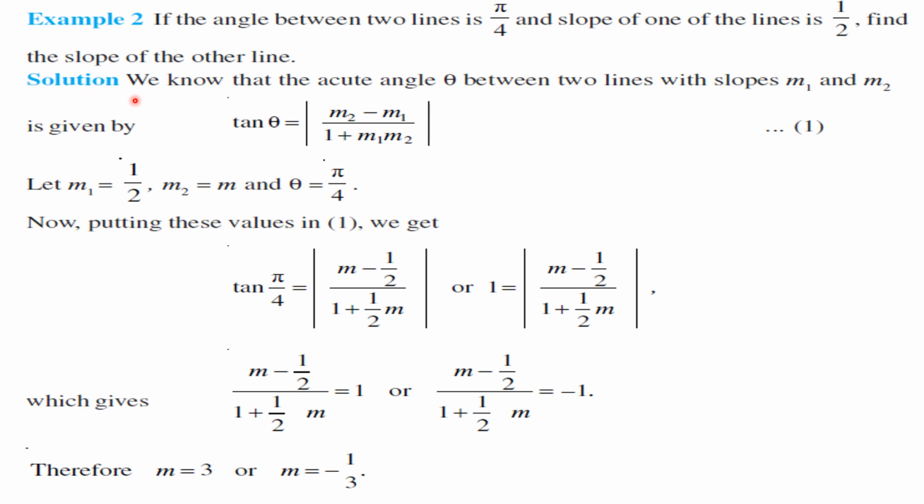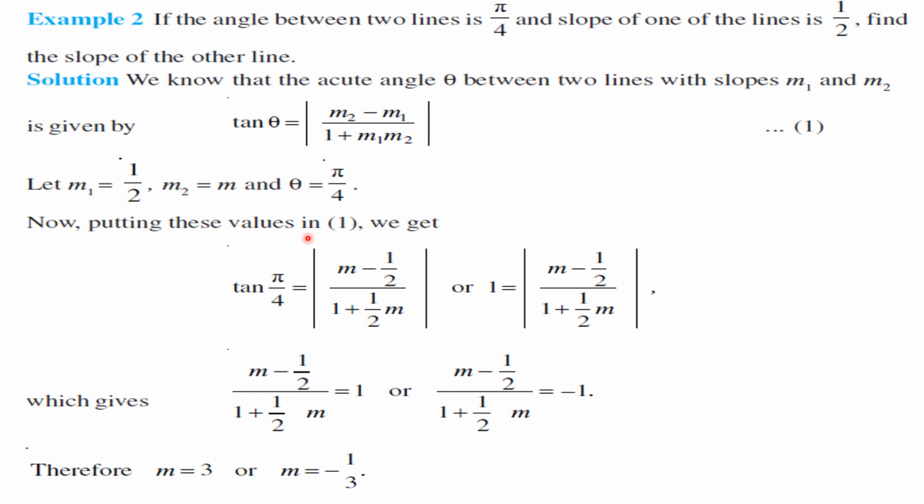Right. Now come to this solution part. We know that the acute angle theta between the two lines with the slopes M1 and M2 is given by tan theta is equal to modulus of (M2 minus M1) by (1 plus M1 M2). In the previous slide we have discussed this point. Yes or no, my children? Right. In this formula, let us assume that M1 is equal to 1 by 2, slope of the first line, and let us assume that M2 is equal to small letter m. Okay, my children, we are assuming like this because we don't know the slope of the second line, and theta is equal to pi by 4. It is already given. So let us substitute these three values, M1, M2 and theta in this formula.